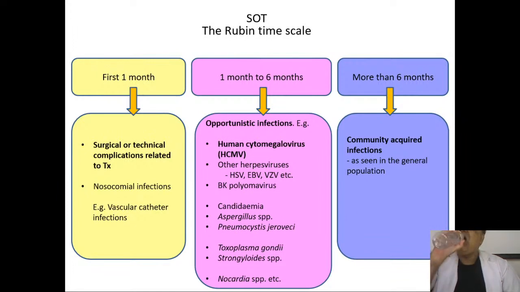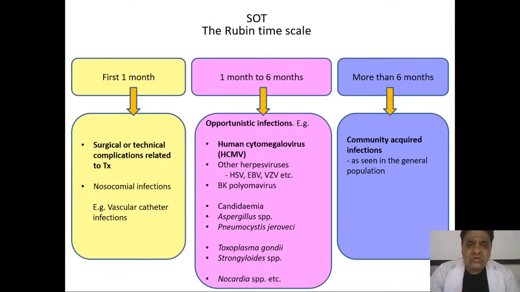After 6 months, the story totally changes, because now the transplant organ has been accepted. Now the patient is more like any other regular patient. His immunosuppressive drugs have stopped or have tapered down to very low doses. So now they are no longer at risk of peculiar complications like these, and their infections are what you see in any general population person. So then they get community acquired infections like anybody else, like you and me.